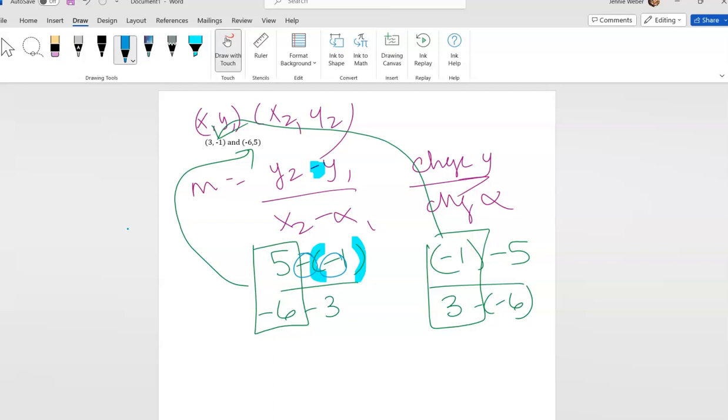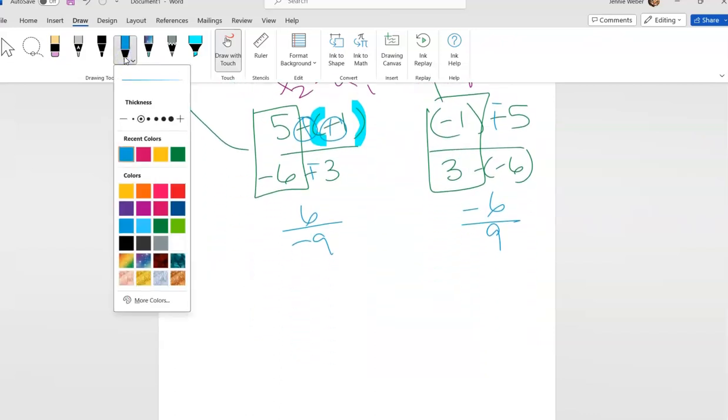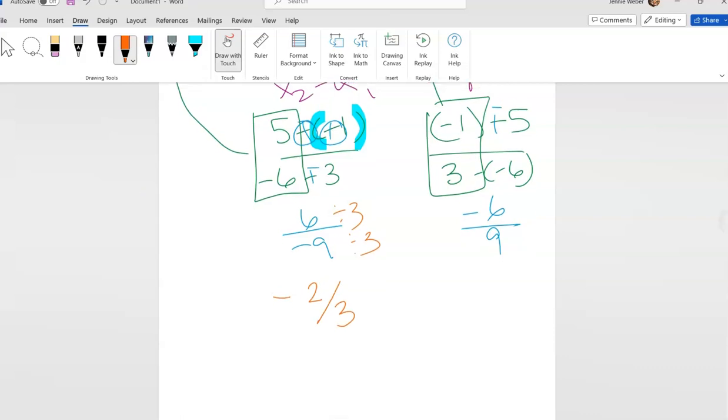So up here, I end up with positive 6, and then that's going to be negative 9. And over here, I would end up with negative 6 over positive 9. In both cases, you can see we got the exact same answer, as I promised. Now, this does reduce just like any fraction. So I would write this as, I'm going to divide both by 3, negative 2/3.